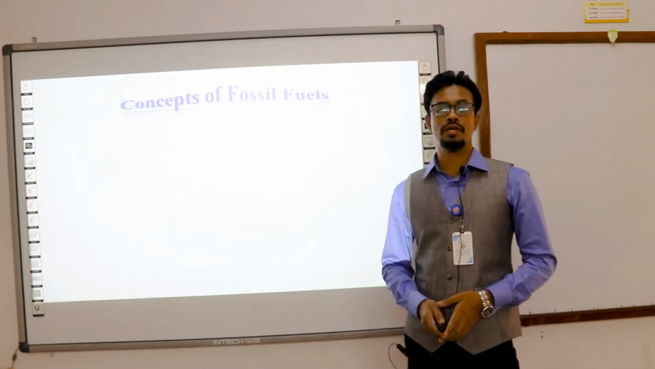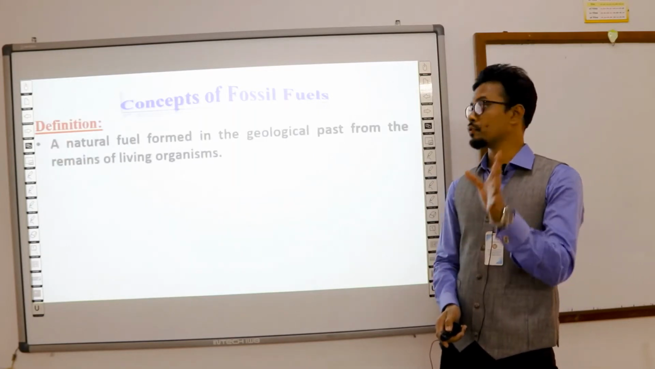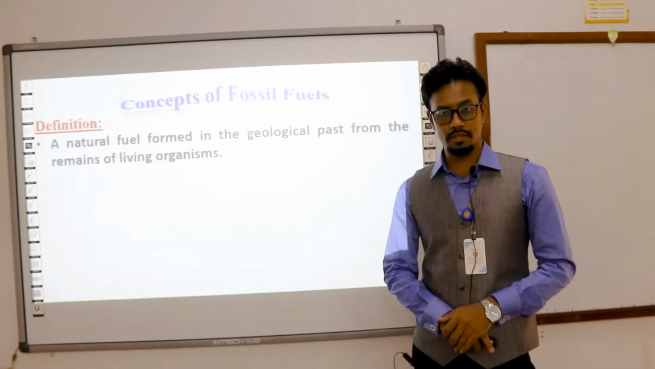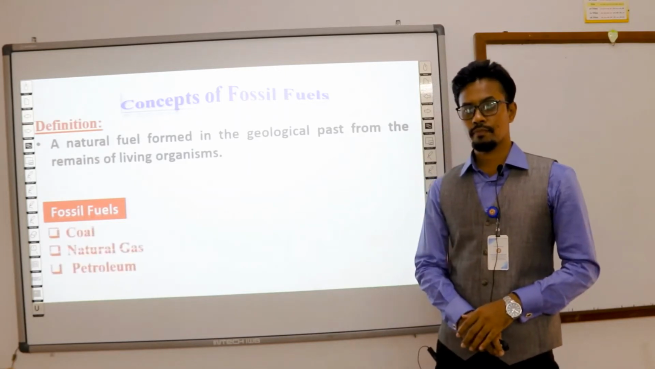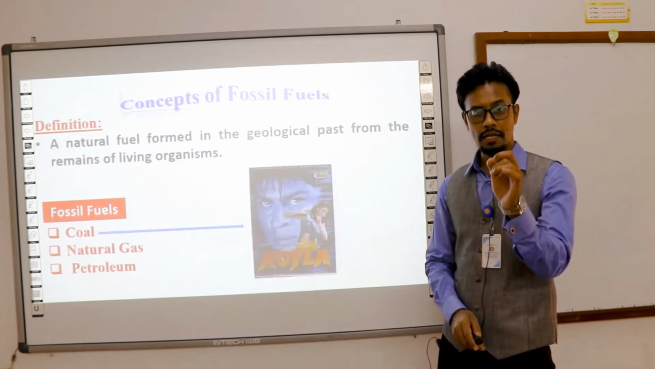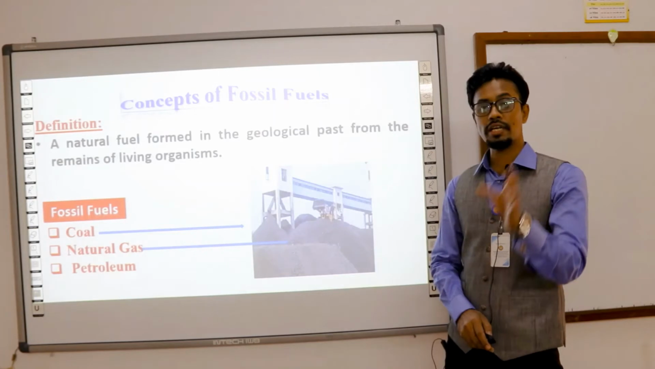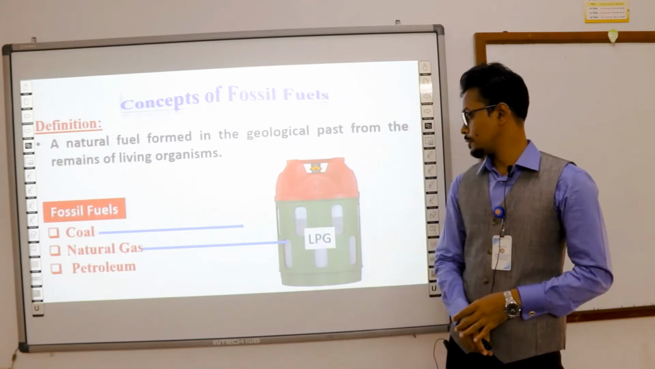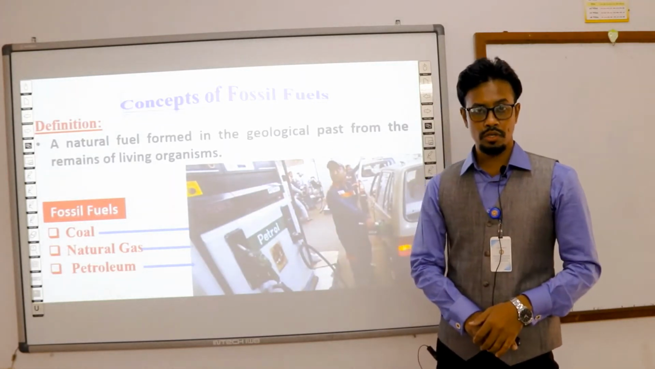What are fossil fuels? Here is the definition. A natural fuel formed in the geological past from the remains of living organisms is called fossil fuel. There are mainly three types of fossil fuels: coal, natural gas, and petroleum. Coal, in Bangla koila, but not this koila of Shah Rukh Khan. This is the coal. Petroleum gas or natural gas, LPG, we use in our daily life. Petroleum, petrol, octane, diesel, we use to drive our car.